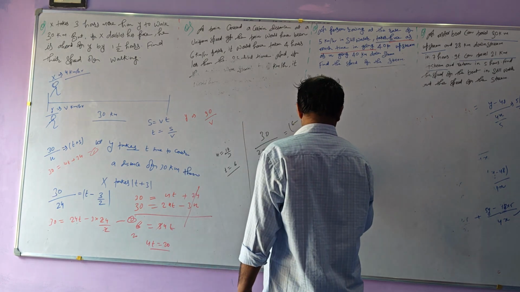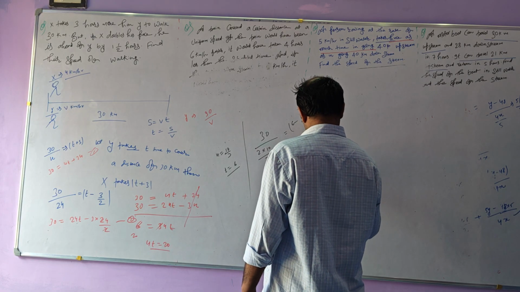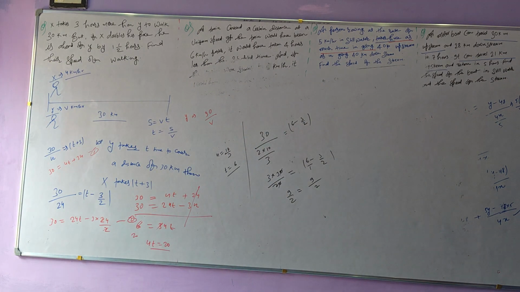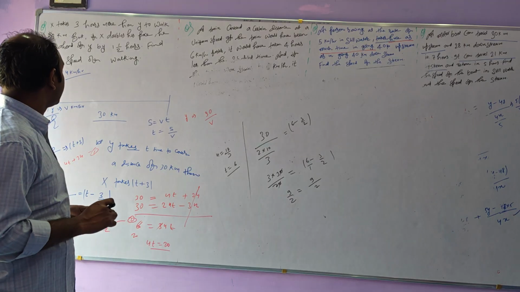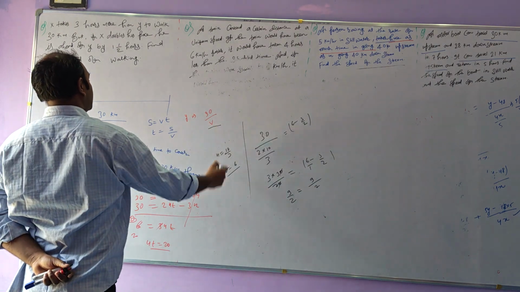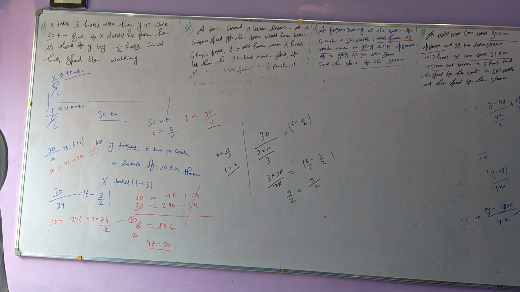9 upon 2. So we can say y is 30 upon v, takes t time.